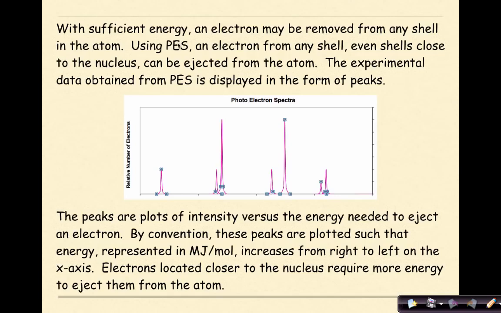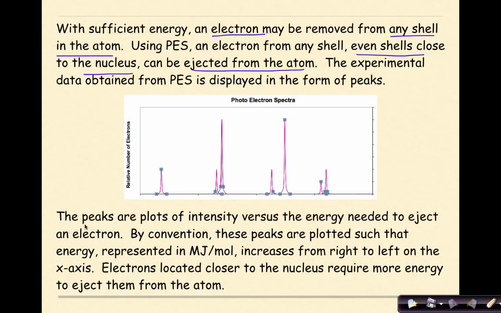With sufficient energy, an electron may be removed from any shell in the atom. Again, that's important. An electron may be removed from any shell in the atom. Using photoelectron spectroscopy, an electron from any shell, even shells close to the nucleus, can be ejected from the atom. The experimental data obtained from PES is displayed in the form of peaks, and we're going to look at a number of different ones of these and learn how to interpret them.